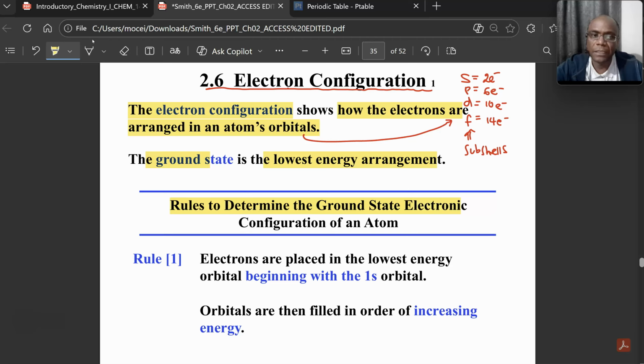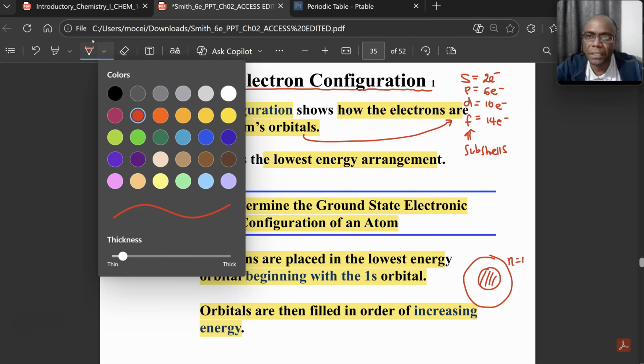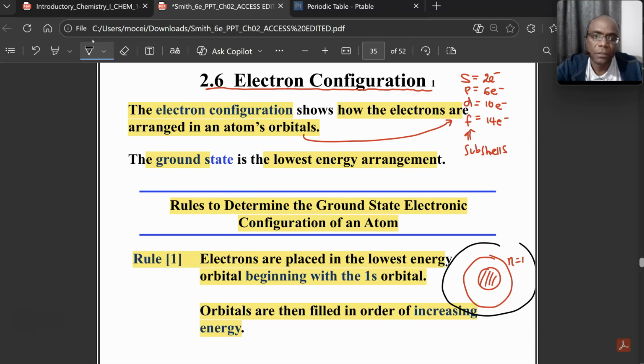There are rules followed to determine the best, in other words, ground state electronic configuration of an atom. Rule number 1: electrons are placed in the lowest energy orbital, beginning with the 1s, beginning with the first shell and then the 1s orbital. Orbitals are filled in order of increasing energy. Pause. We go back to the structure of the atom. Okay, so we are saying you have to consider n equals 1 first. Fill it up before we go to n equals 2. Now, in n equals 2, you'll have to fill up the 2s before you fill up the 2p.